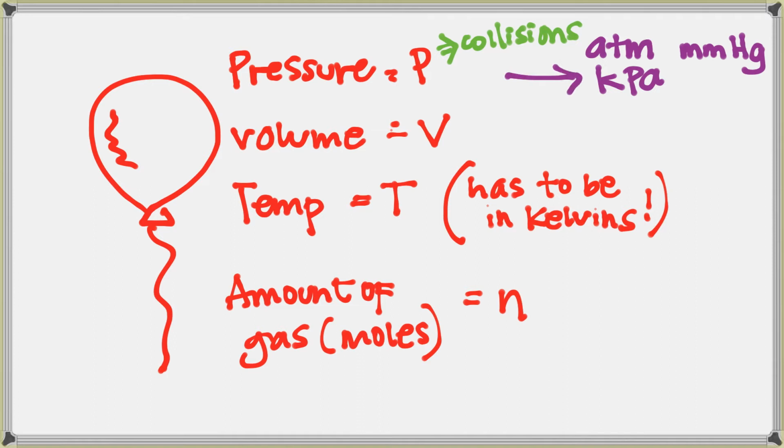Volume, you already know what volume is. Volume is the amount of space occupied by any type of matter. So how will you know if you're looking at a number that is volume? The unit for volume will be either liters, which is L, or milliliters.